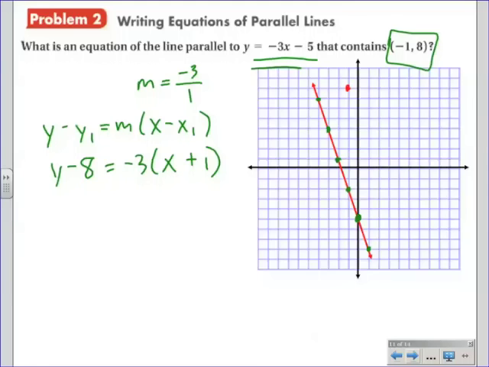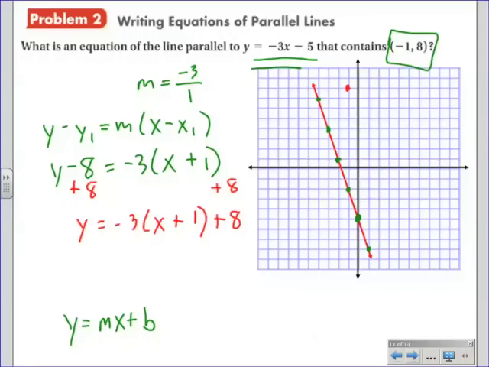Sometimes questions will ask you to write the final answer in slope-intercept form. And so what that means is they want you to change it into this. So just to show you what that would look like, the first thing we need to do is move the 8 to the other side of the equation. So I'm going to add 8 to both sides. So it'll be y equals -3 times x plus 1 plus 8. Now I can distribute the -3. Y equals -3x minus 3 plus 8. Combine like terms, I get y equals -3x plus 5.